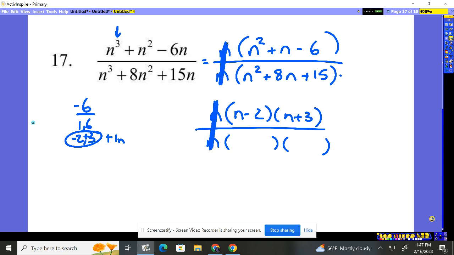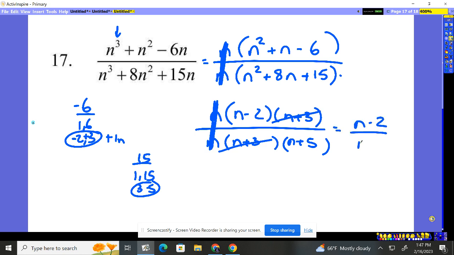Now, we have to concentrate on this n squared plus 8n plus 15. Factors of 15 are 1 and 15, 3 and 5. I need them to give me 8. That's the 3 and the 5. N plus 3, n plus 5. Do you see anybody goes away? Yes, that. And our final answer is n minus 2 over n plus 5.